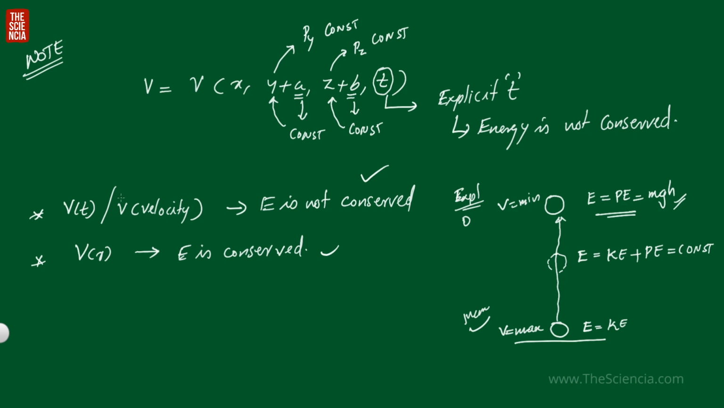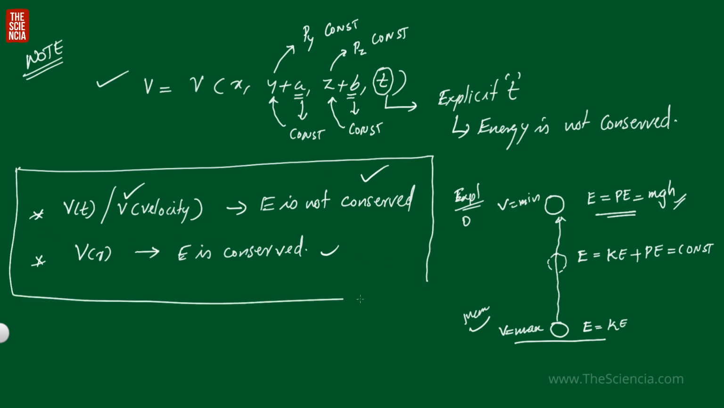So if the potential is a function of velocity, then energy is not conserved. No need to remember all those things. You just remember these two ideas. That is sufficient to solve problems.